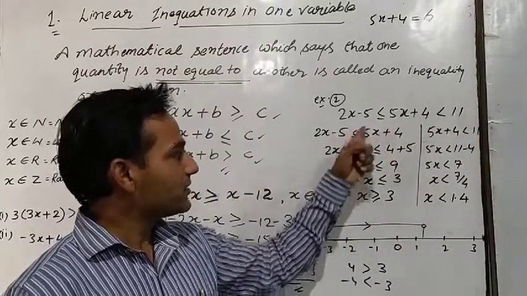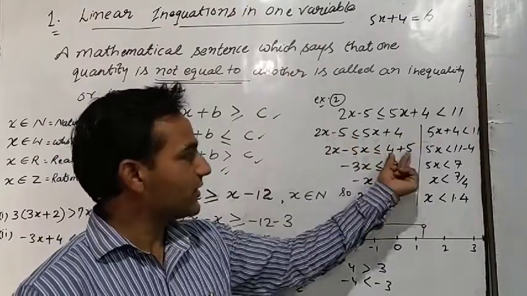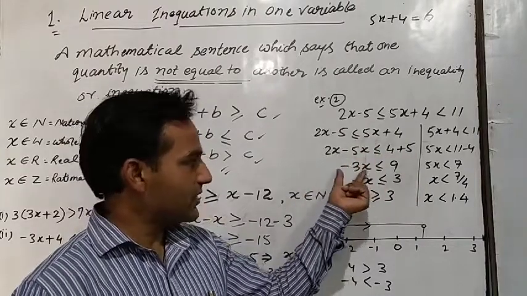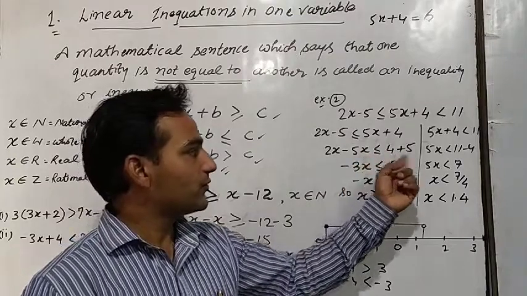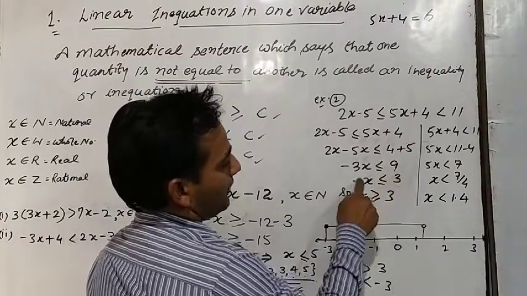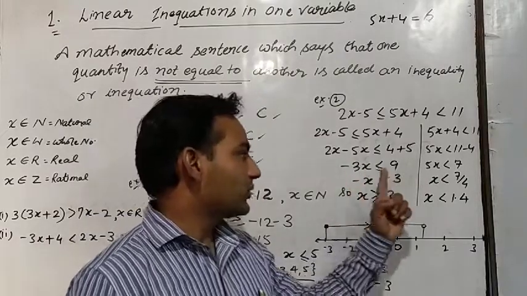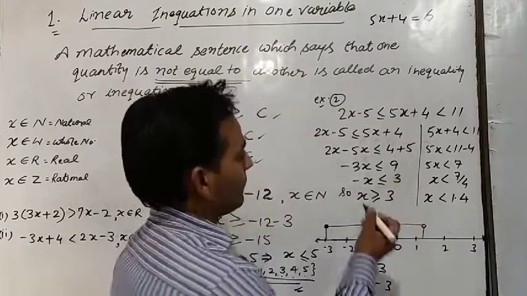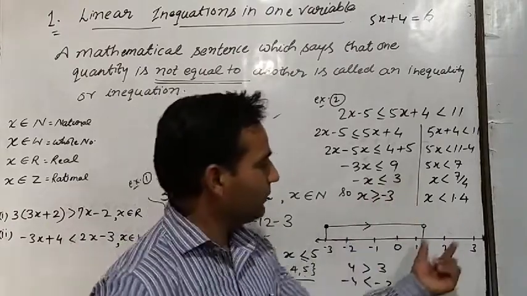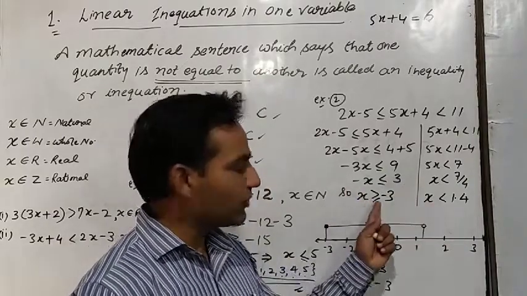2x - 5x, this sign less than or equal to this 4, and -5 will come this side, so +5. 2x - 5x means -3x, less than or equal to 5 + 4, 9. Now directly 9 is divided by 3, so 3 threes are 9. -x ≤ 3. Once again this minus sign will go this side, so we will get x ≥ -3.